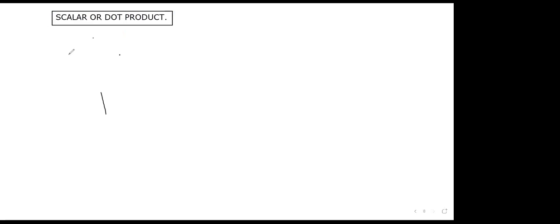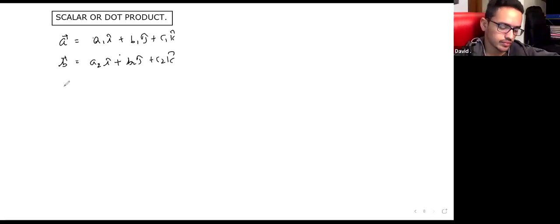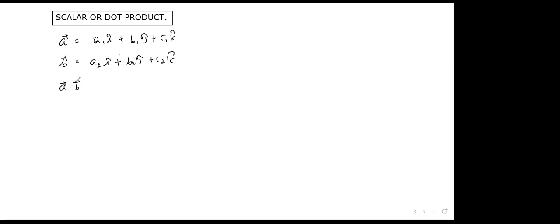Suppose we have two vectors. Vector A equals A1 i cap plus B1 j cap plus C1 k cap, and vector B is A2 i cap plus B2 j cap plus C2 k cap. So we have A dot B equals A1 A2 plus B1 B2 plus C1 C2. As simple as that.